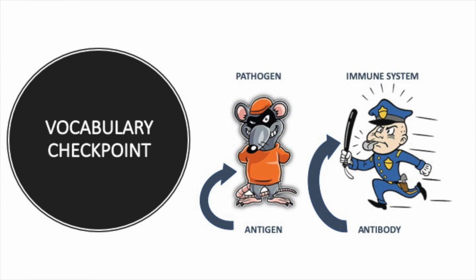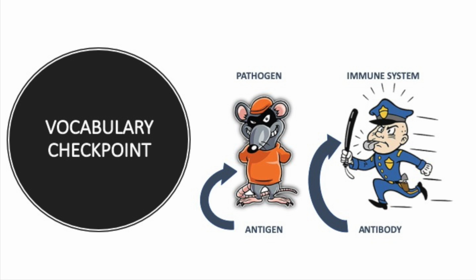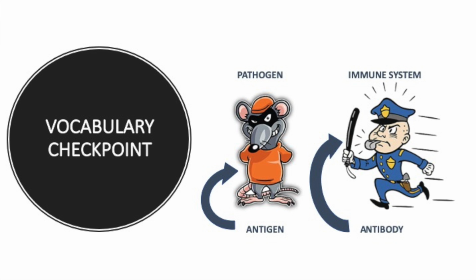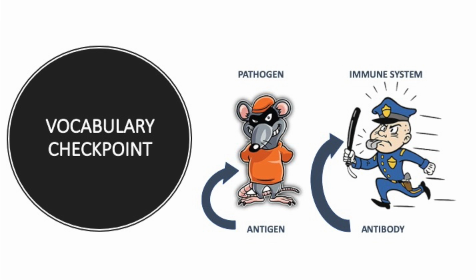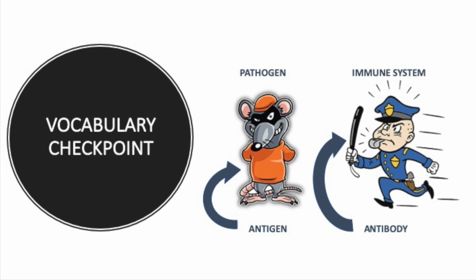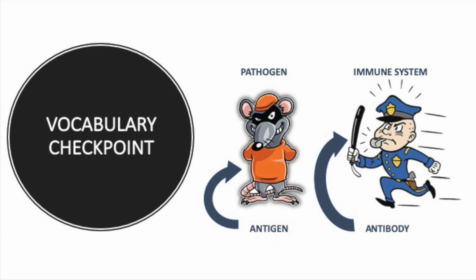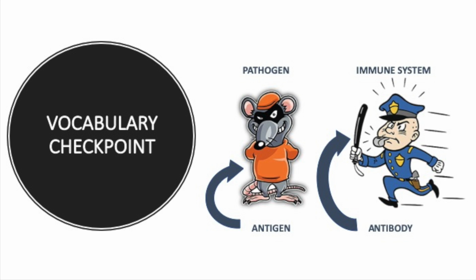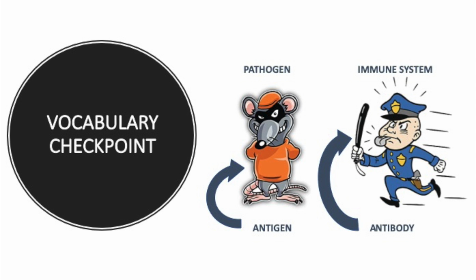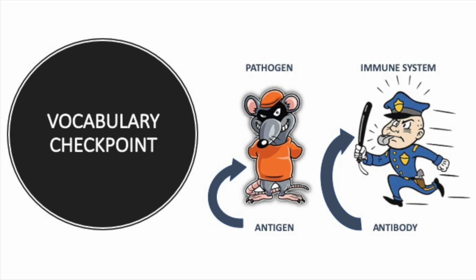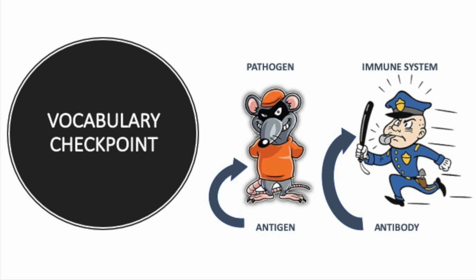Before we proceed, I would like to do a little bit of a vocab checkpoint, and I like to do this using a brief analogy. So as you can see here, we have a bad guy, a bad rat, and he's always wearing the color orange. He is the pathogen. The pathogen can be a bacteria, a virus, or a microorganism that can cause a disease. So an antigen would be a piece of his clothing. So either his hat or his orange shirt, that would be the antigen. It is unique to this bad rat, and he always has it on.